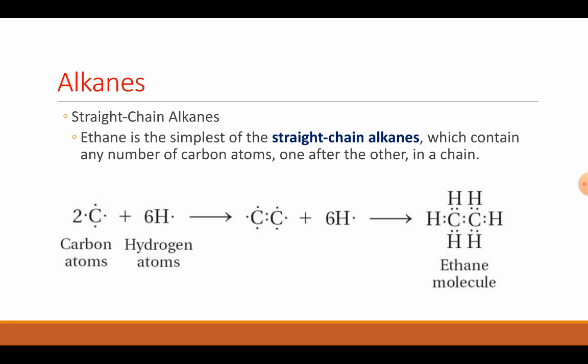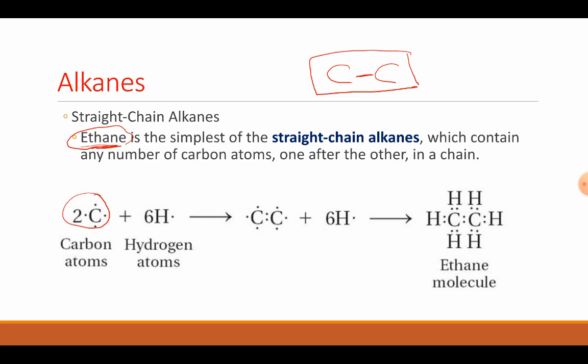Straight chain alkane. Ethane is the simplest. So we're talking what about ethane? Ethane is the simplest chain, because the simplest chain consists of only 2 carbons, because 1 carbon cannot make a chain, right? It's just 1 carbon, but to make a chain, at least you need what? 2. So the simplest chain in hydrocarbon is ethane. Ethane is the simplest of the straight chain alkanes, which contain any number of carbon atoms, one after the other in a chain. Look here, 2 carbon atoms.